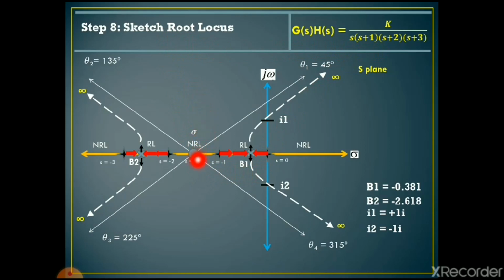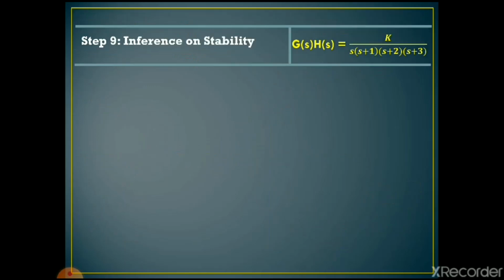That is, root locus tells us how the poles of the system move around in the S-plane for different values of k. If we keep on changing the value of k, then the location of the pole is going to change. But how that is going to change, we will know by sketching the root locus. So now coming to the last step, inference on stability.